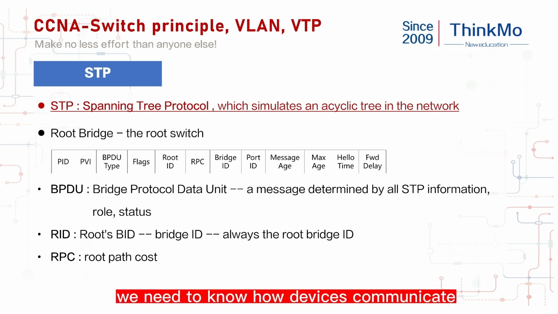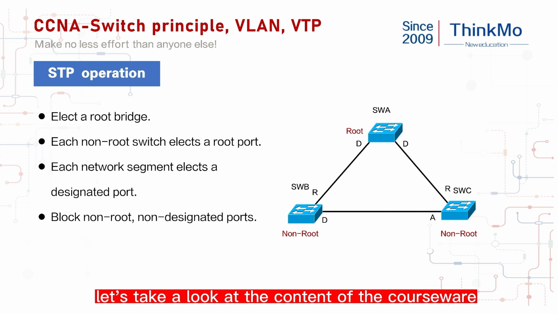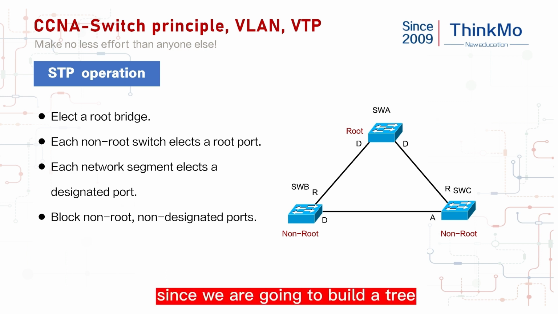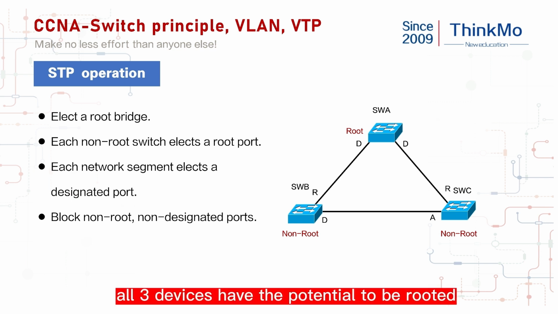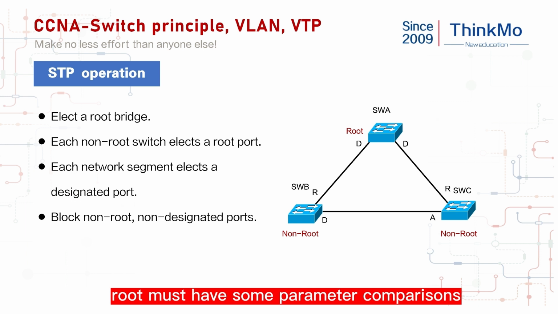We need to know how devices communicate. Let's take a look at the content of the courseware. For STP, you see there are 3 devices here. Since we are going to build a tree, where is the root of this tree? All 3 devices have the potential to be the root. Then the choice of this root must involve some parameter comparisons.